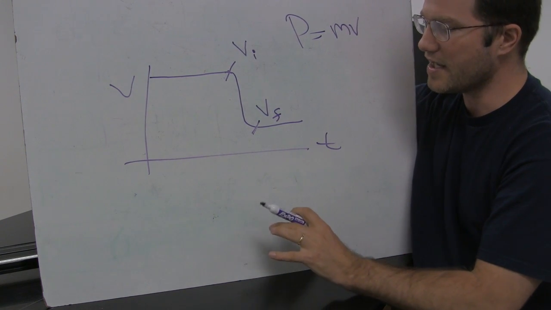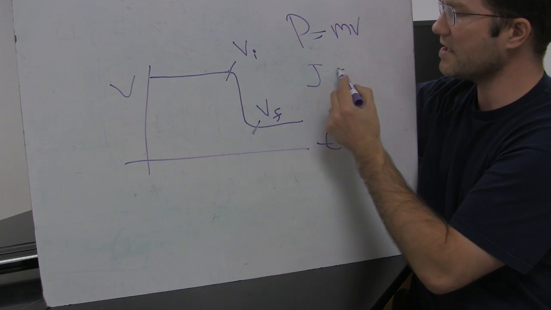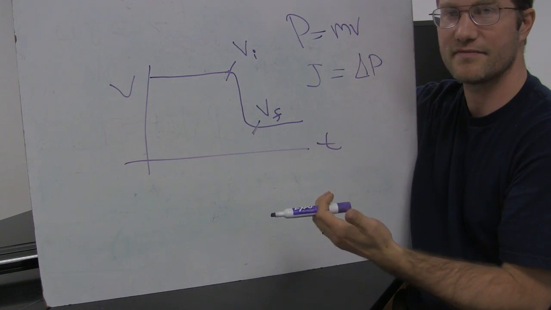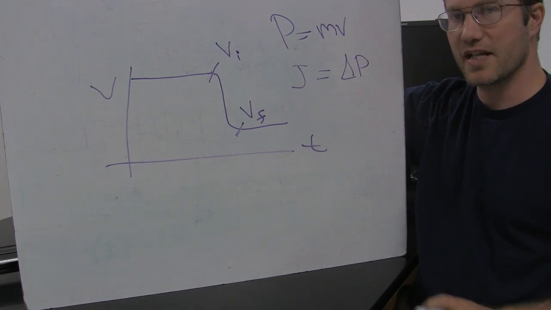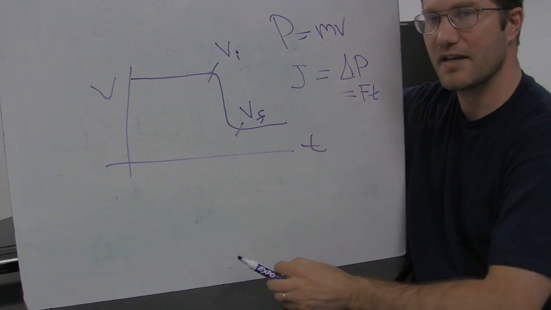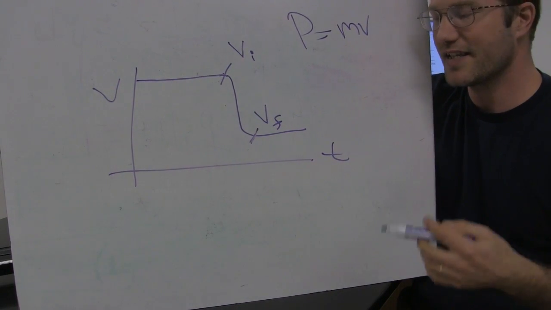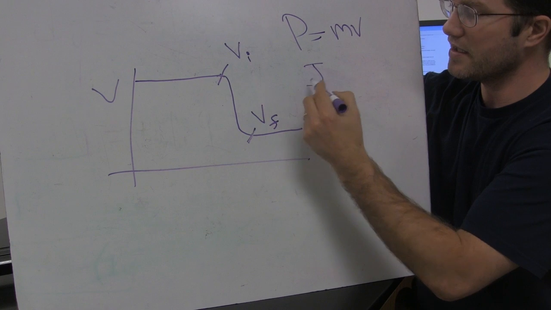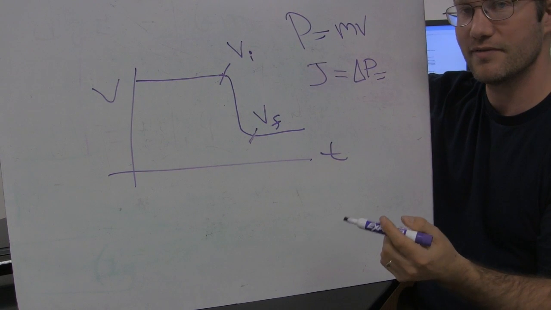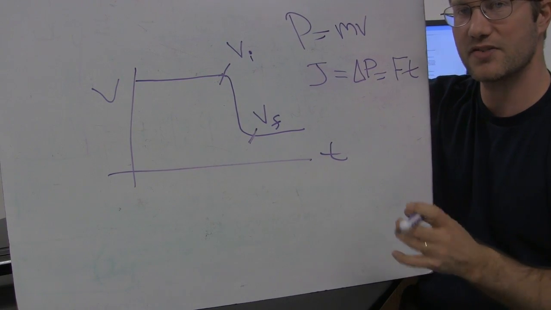Now there's another thing we can look at, and that is this idea of impulse. Impulse is J, and that's equal to a change in momentum, delta P. And impulse is also related to force times time. It's also equal to, as it turns out, the average force times a change in time.